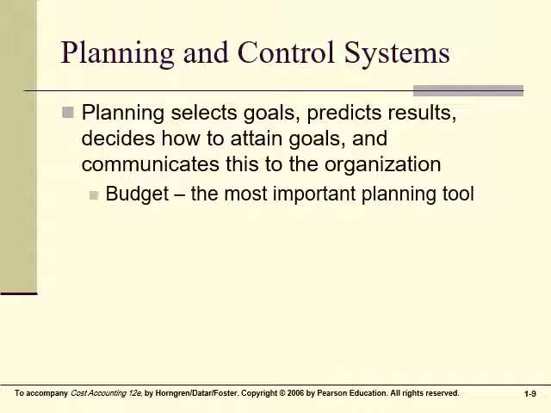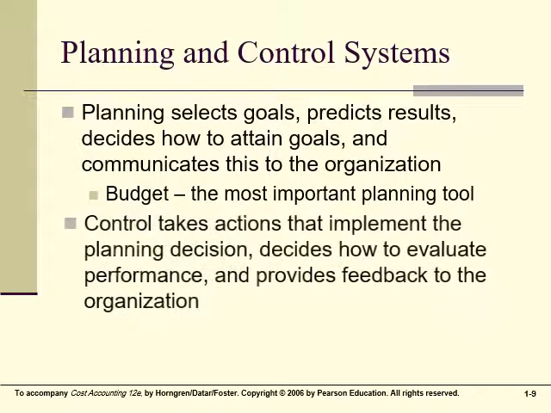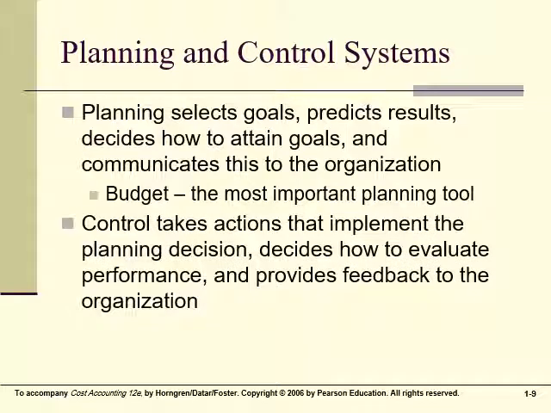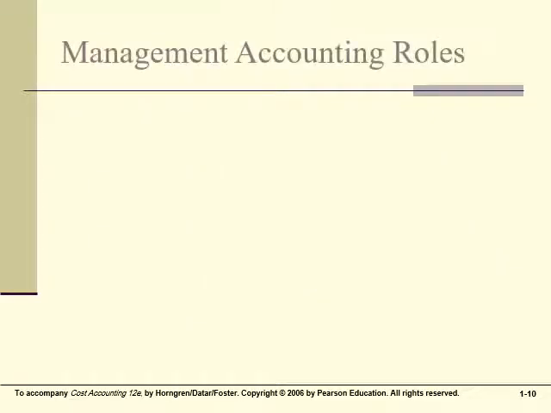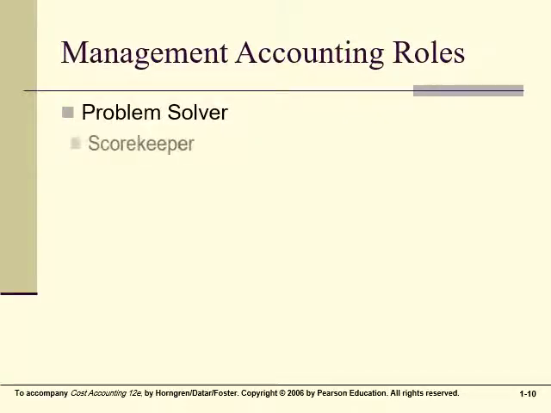What is the meaning of budget? The budget is the most important planning tool because it is a comprehensive plan about how to get resources and how to use such resources in the organization. In the management accounting coursework, we have to differentiate between operational budget, capital budget, and a number of other types of budgets, to be able to make a clear distinction between them. Control takes actions that implement and carry out the planning decision, decides how to evaluate performance, and also provides feedback to the organization.